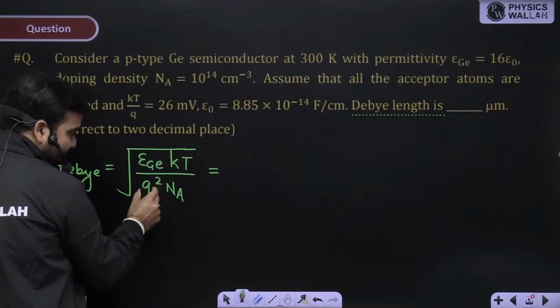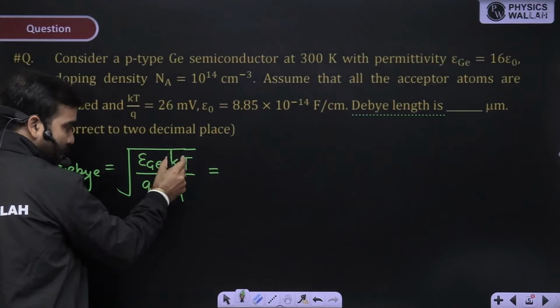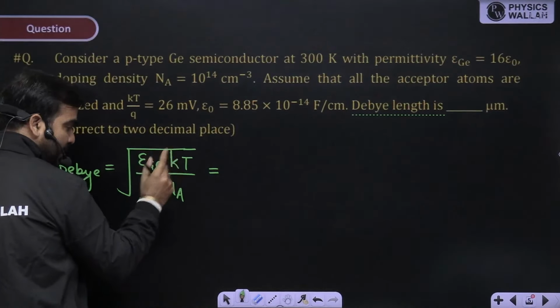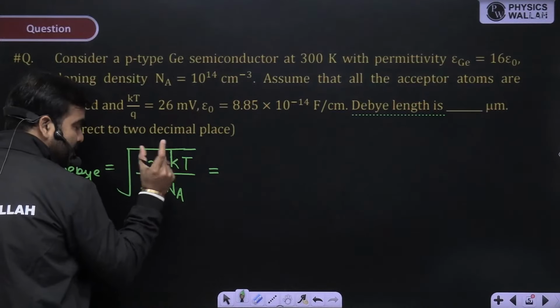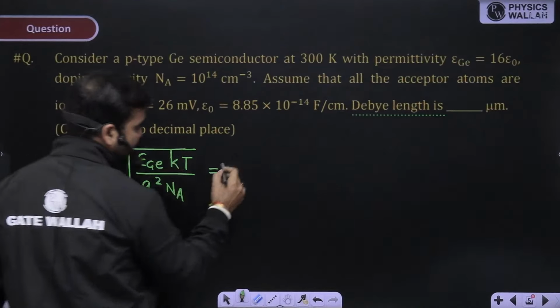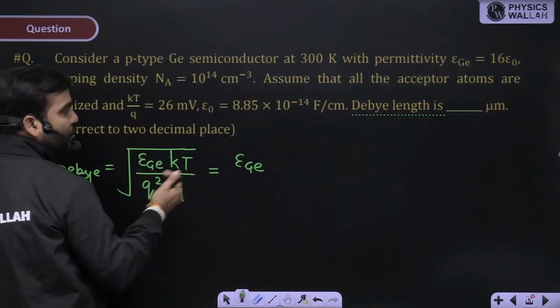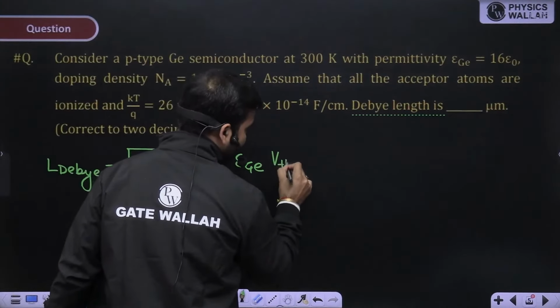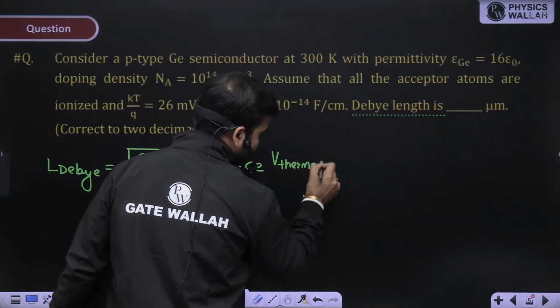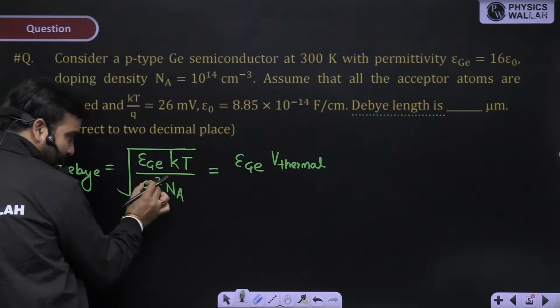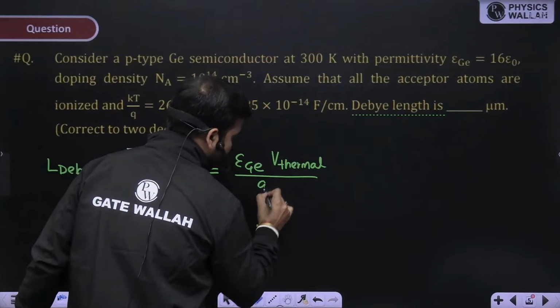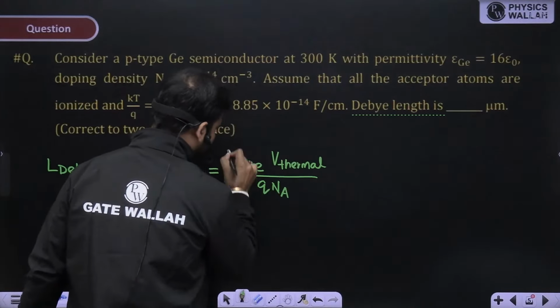This small kT/q you can write. Small kT is the thermal energy, you know very well. One q in the expression is manageable from the Einstein relationship. So you can write epsilon germanium into small kT/q, which is the thermal voltage V thermal, and the other q will remain in the denominator. So you can write like this.